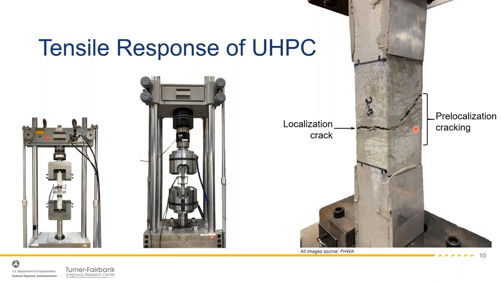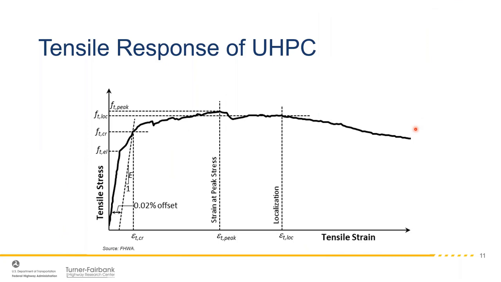And you can see there on the left side of the screen some pictures of testing machines running this test with a stick of UHPC. So how does UHPC behave in tension, or what are we really trying to capture here? Well, this is a stress strain response shown on the screen in tension. And the solid black line is the behavior of the material.